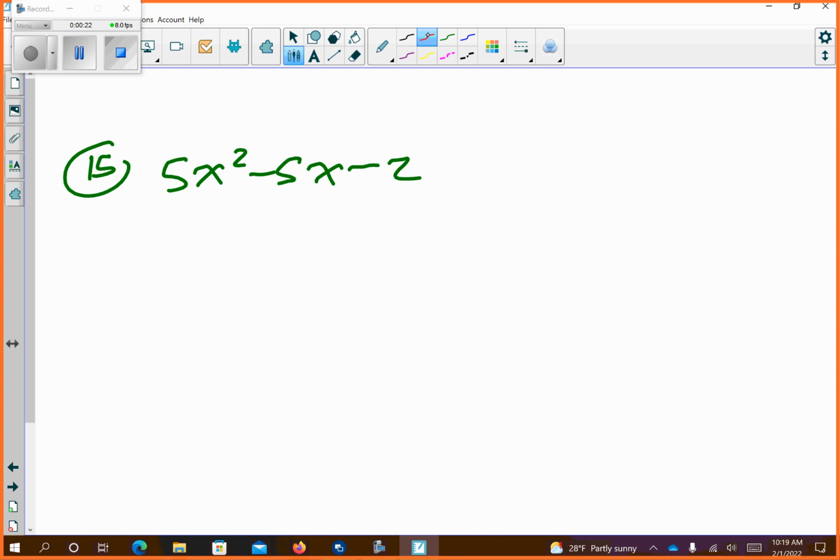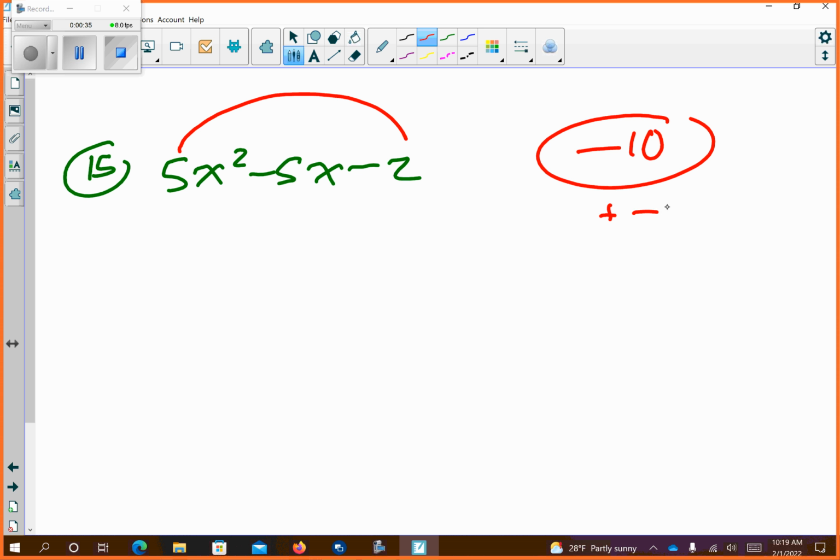Okay, so I'm going to multiply the first times the last, and 5 times negative 2 gives me a negative 10. Notice I put the sign with it for a reason, because I know I have to have positive and negative as my roots as long as it factors. So I'm going to say, okay, well, 1 times 10 is 10, and 2 times 5 is 10. So here's the big question.